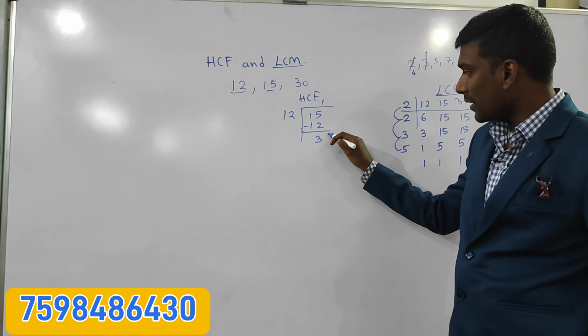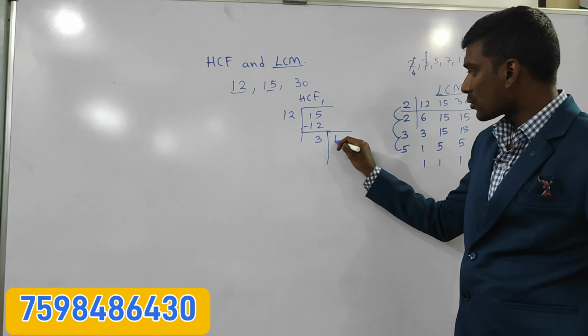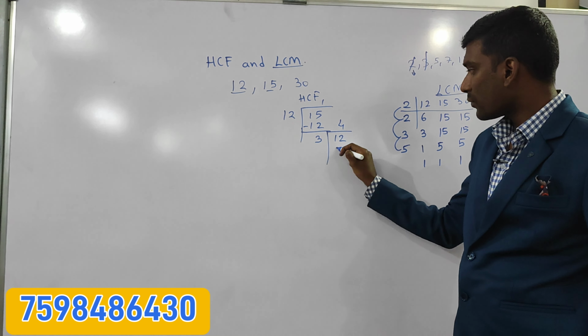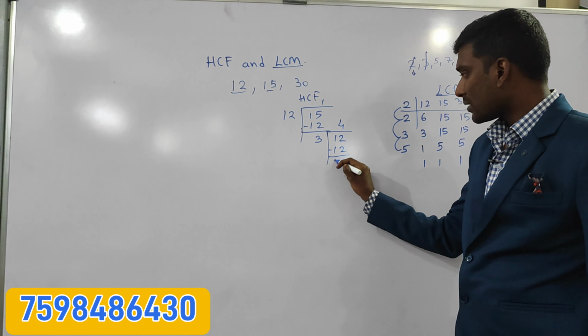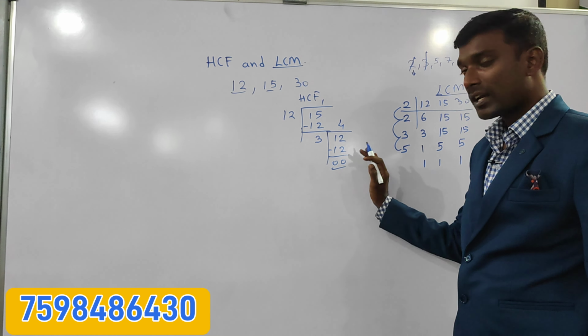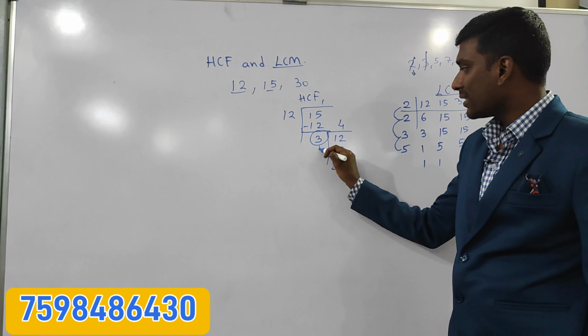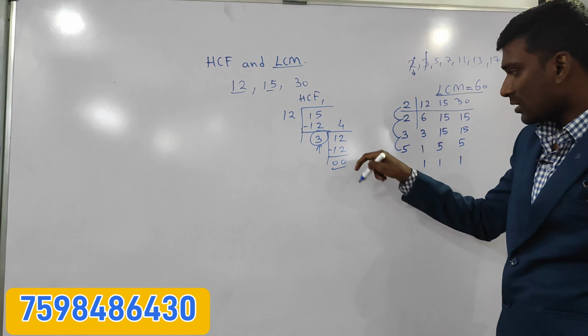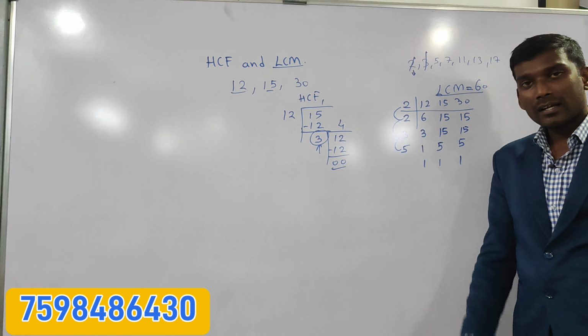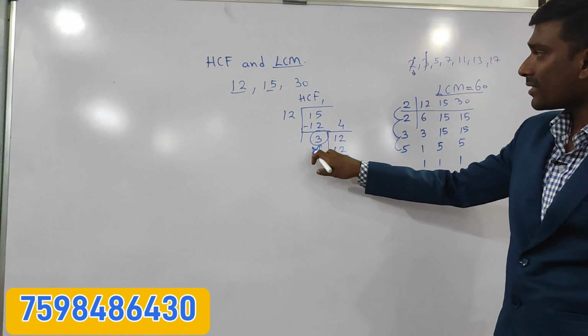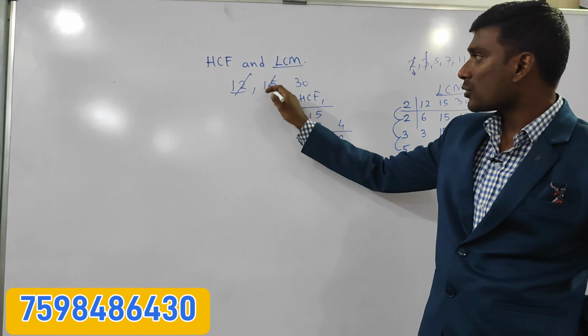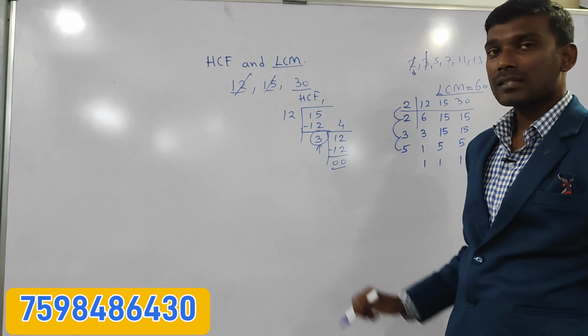Now I got 3 here. So again you are going to take this 12 here. Now 3 4s are 12. 12 minus 12 is 0. Now you can stop. Now you have to take this number 3, which was responsible for getting the remainder as 0. So I have already divided 12 and 15. What is remaining here is that 30.